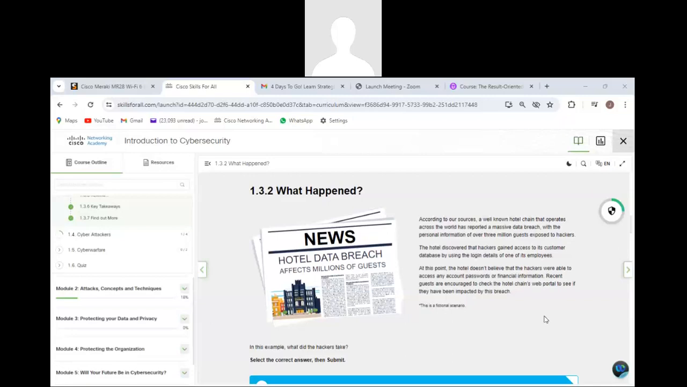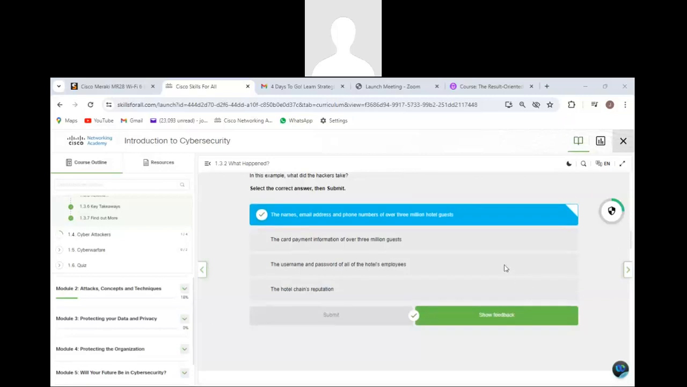According to our sources, a well-known hotel chain that operates across the world has reported a massive data breach, with the personal information of over 3 million guests exposed to hackers. The hotel discovered that hackers gained access to its customer database by using the login details of one of its employees. At this point, the hotel doesn't believe that the hackers were able to access any account passwords or financial information. Recent guests are encouraged to check the hotel chain's web portal to see if they have been impacted by this breach. Now, what does this mean?